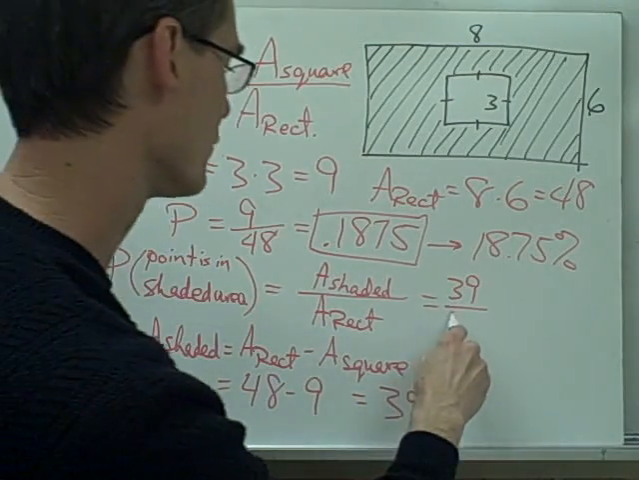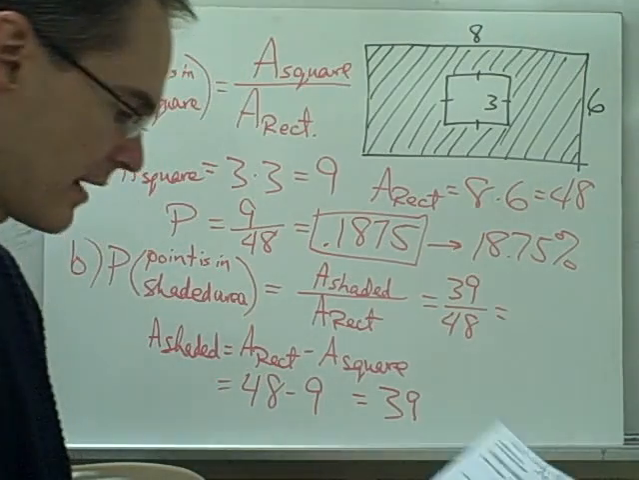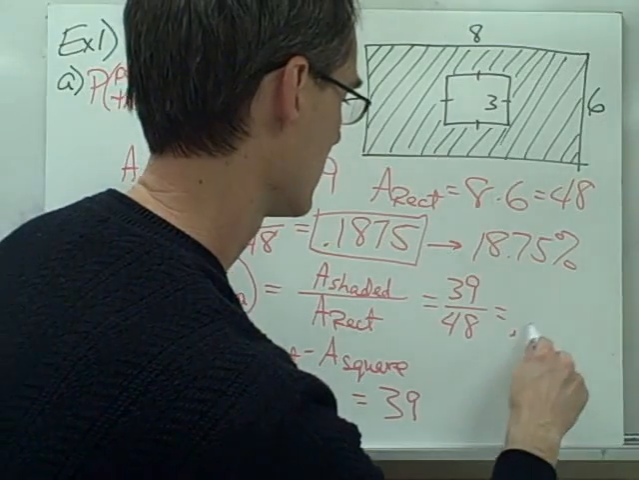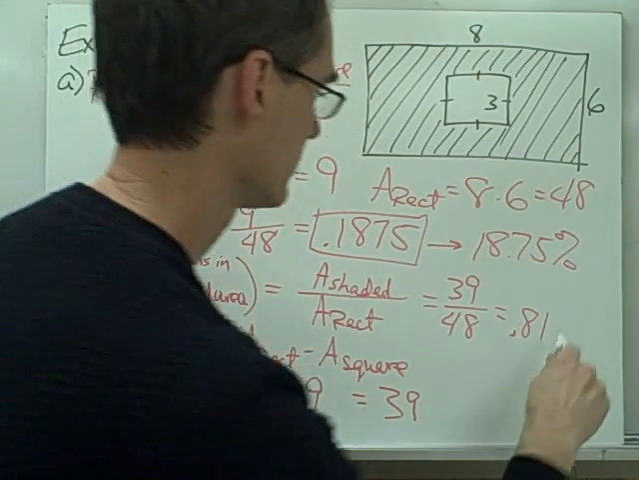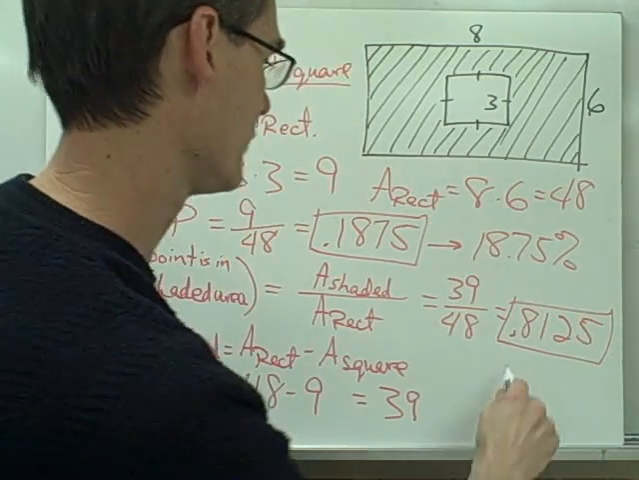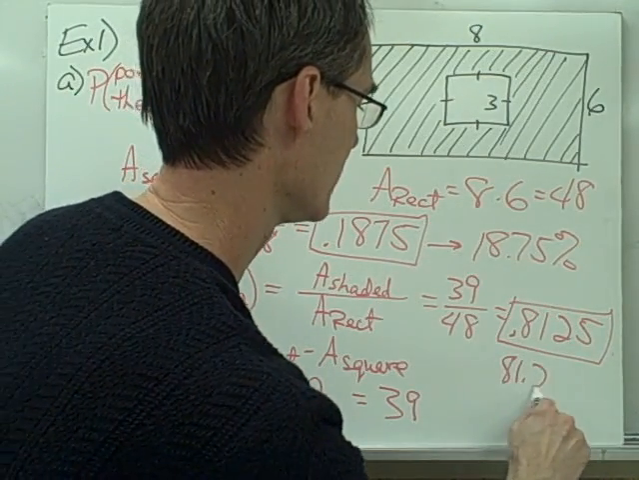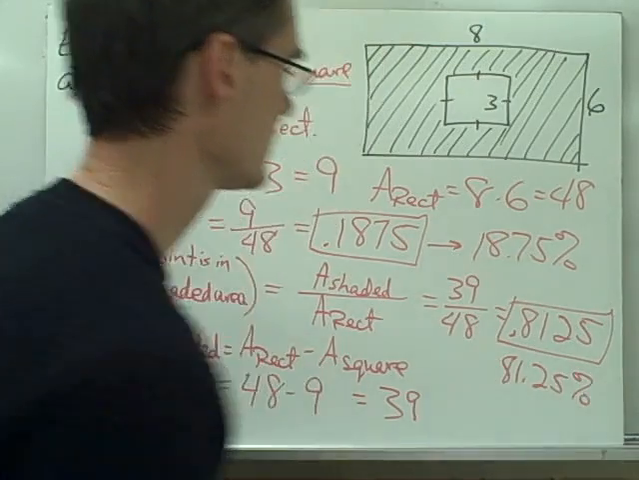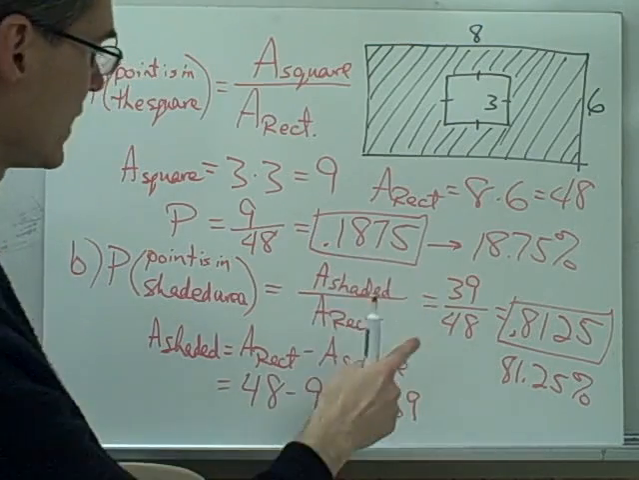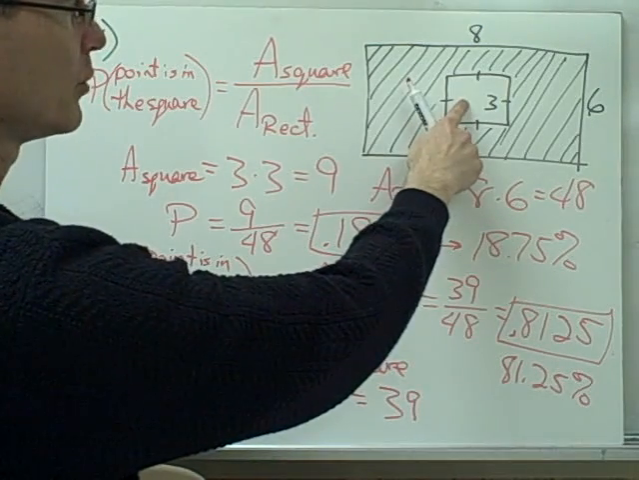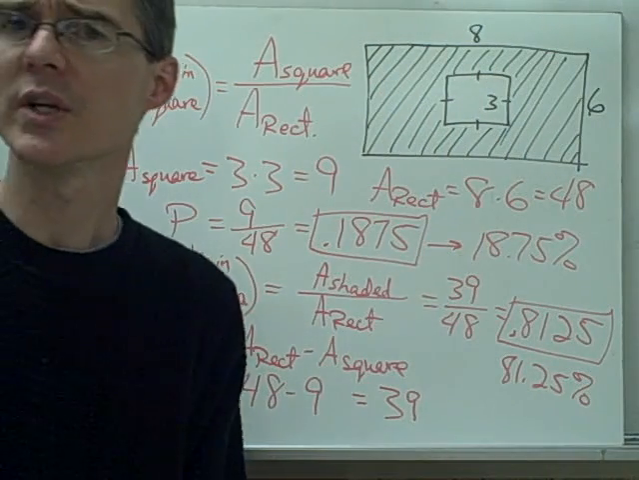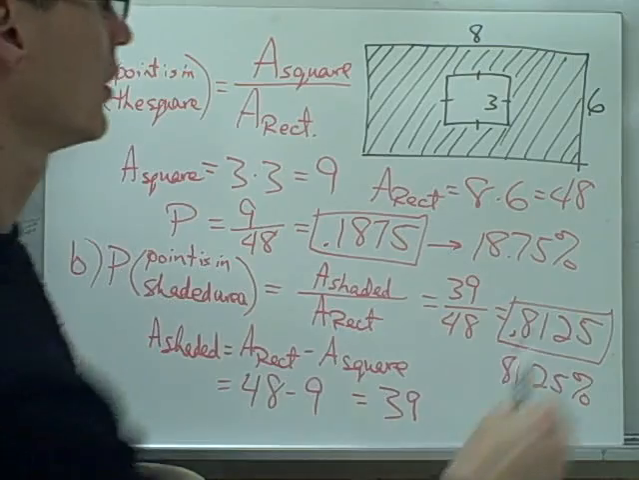So now, to calculate my probability, the area of the shaded part is 39. The area of the rectangle is 48. And if I punch that into my calculator, I get 39 divided by 48, which is 0.8125. Or if you prefer to write that as a percent, 81.25%. And you may have noticed that there is a relationship between the probability that a point will be in the square and the probability that the point will be in the shaded region. And we're going to talk about that some more a little bit later.